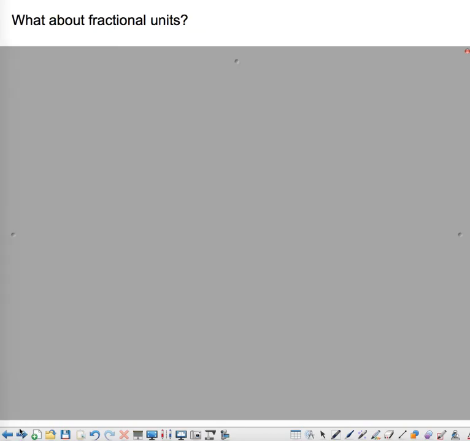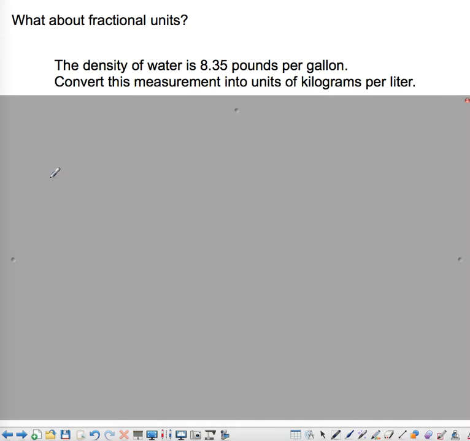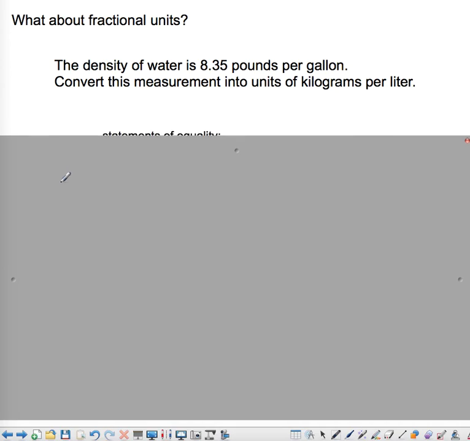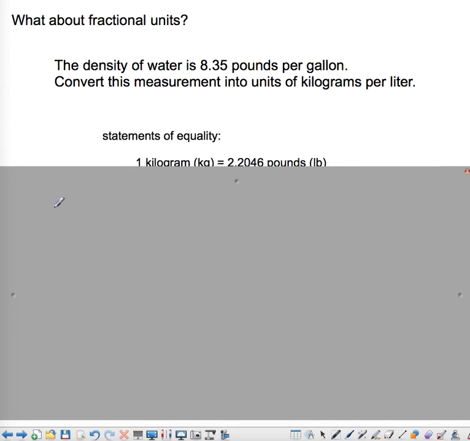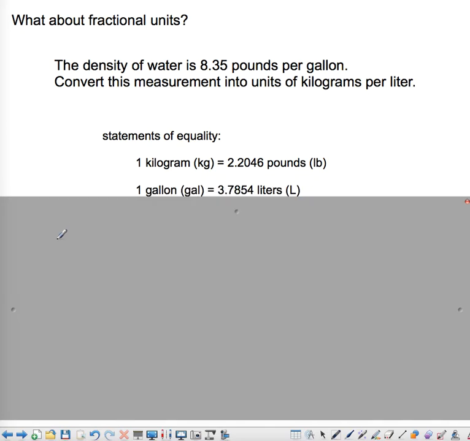As a final example, what to do about measurements that actually have fractional units, 1 unit in the numerator and 1 in the denominator. Here's an example. The density of water is 8.35 pounds per gallon. I want to convert that into units of kilograms per liter. Well, if I look on my data sheet, I'll see the following statements of equality. 1 kilogram equals 2.2046 pounds. That will let me convert the numerator from pounds to kilograms. And I also have 1 gallon equals 3.7854 liters, which will let me convert my denominator from gallons to liters.